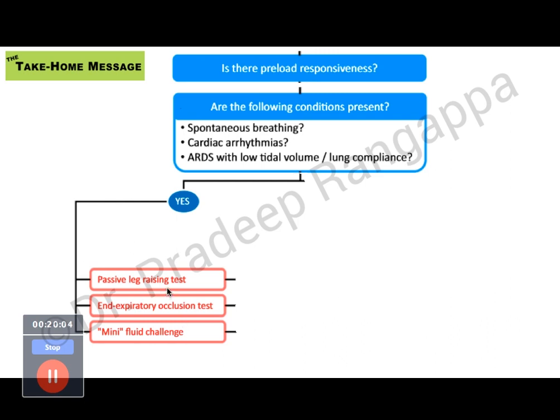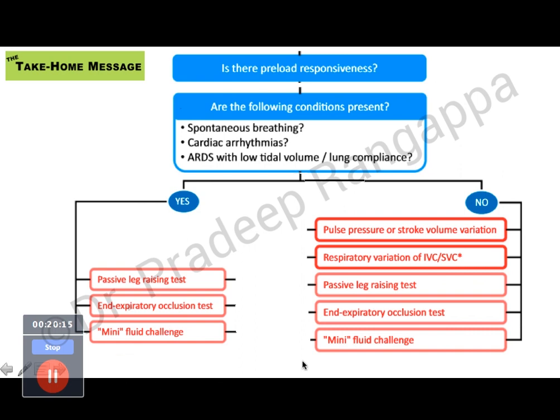Or you do an end-expiratory occlusion test and look at the change in cardiac output, or a mini fluid challenge and look at a change of cardiac output by 10%. Or if the patient is not spontaneously breathing, then as per the guideline that comes from the French group, you look at pulse pressure or stroke volume variation if the patient is intubated, without cardiac arrhythmias, with reasonable tidal volumes. Or if this is not possible, you can look at respiratory variation of IVC.